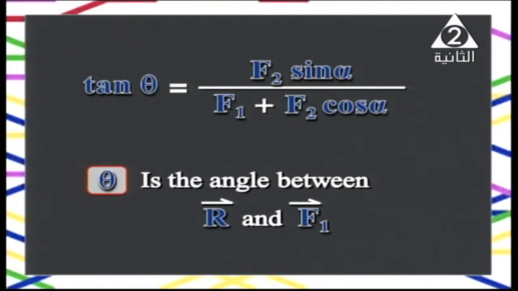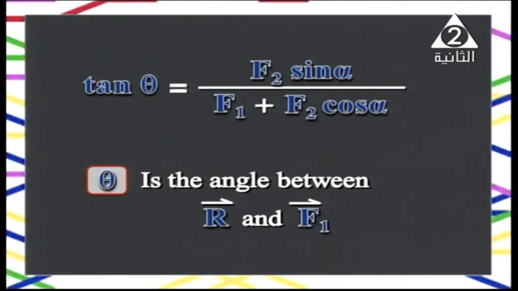Then the direction of R is denoted by tan theta. What is theta? The angle between the resultant and the first force. Remember, my dear student, tan theta equals F2 sin alpha over F1 plus F2 cosine alpha.